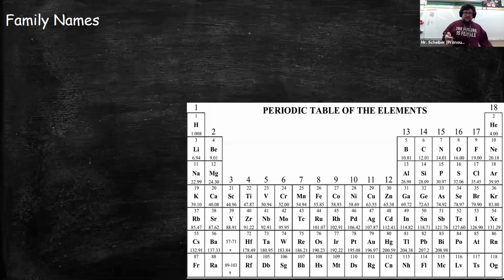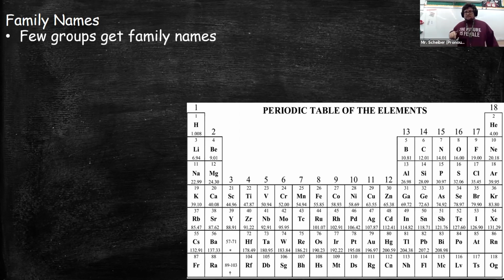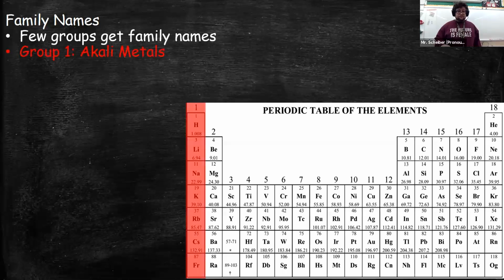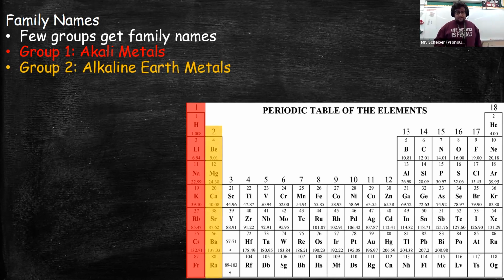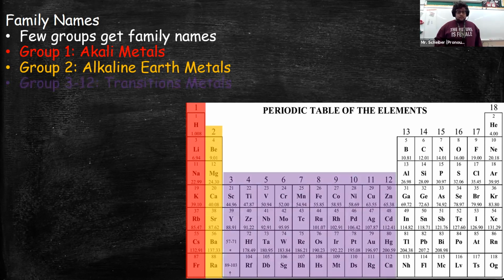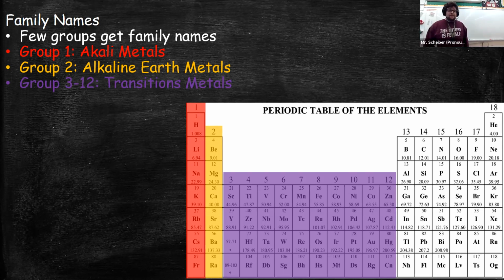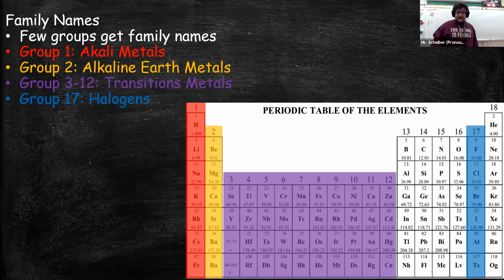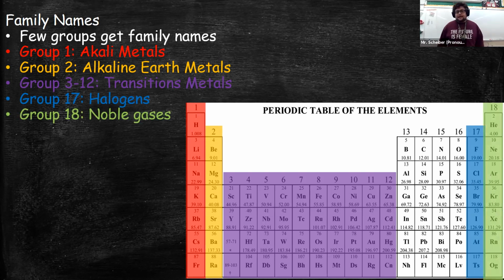Now, there are some very special groups that get special what we call family names, and they are referred to by these family names. So the first group, that group 1, those are the alkali metals. Group 2, we call the alkaline earth metals. Group 3 through 12, that's one big family called the transition metals. Group 17, we call the halogens. And group 18, we call the noble gases.